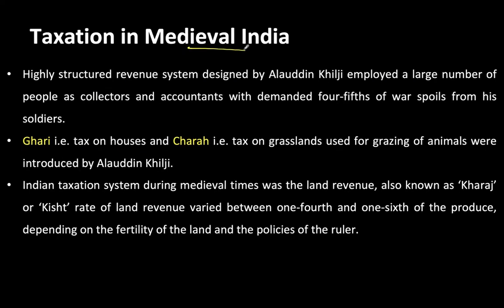Coming now to medieval India. At that point of time, we saw that the taxation system became normal. It was highly structured. A revenue system was there, which was designed by Alauddin Khilji. Here he demanded 4/5 of the war spoils from his soldiers. And Ghari was a tax on houses, like we have property tax in today's time. So even then we had taxes on houses.